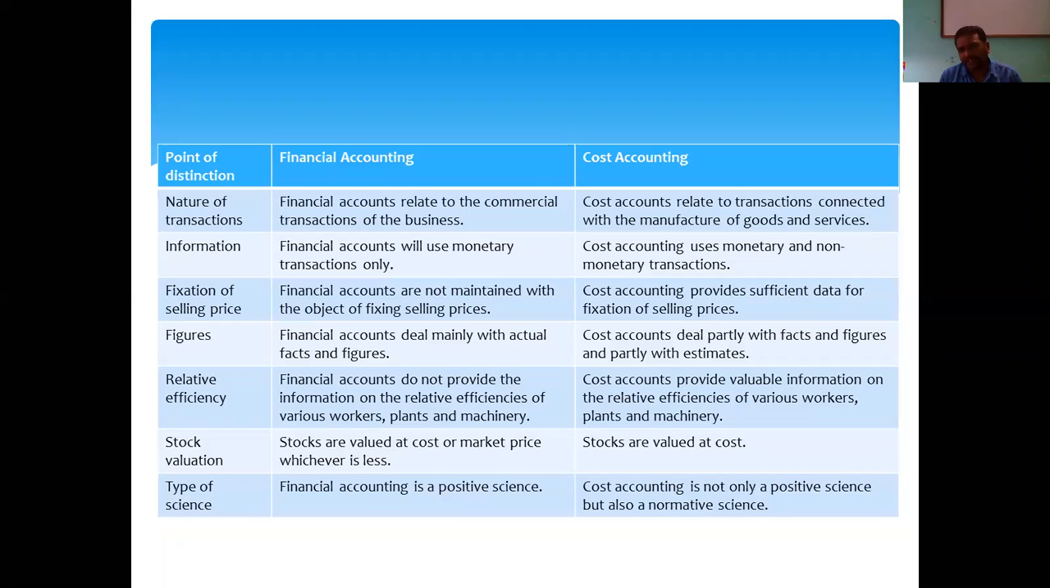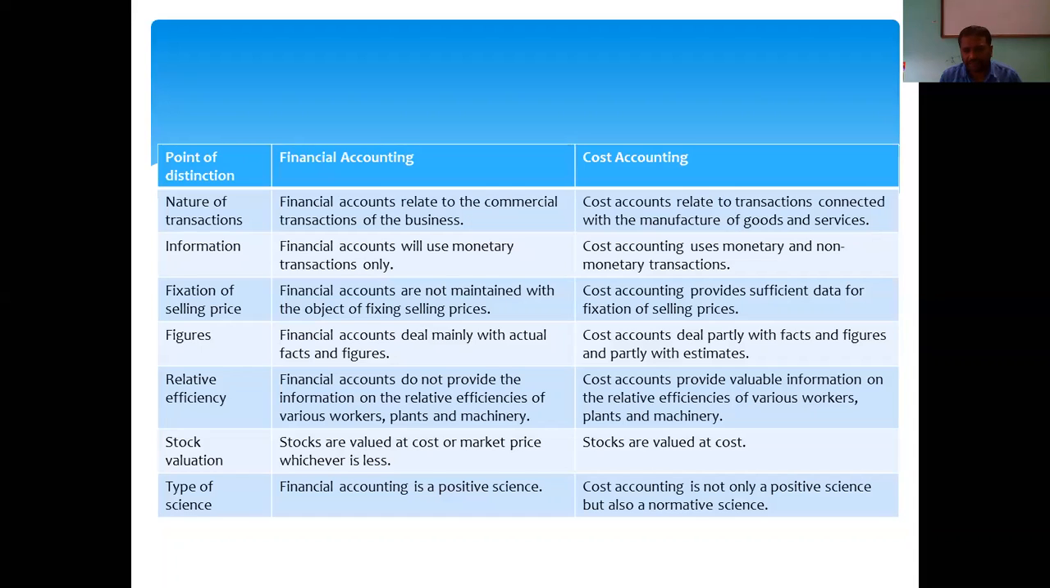And figures. The financial accounts deal mainly with the actual facts and figures. What is incurred, those facts only we are going to write. But here the cost accounts deal partially with the facts and figures and partially with the estimates. In the cost accounting, we can estimate the production and the estimation of cost.